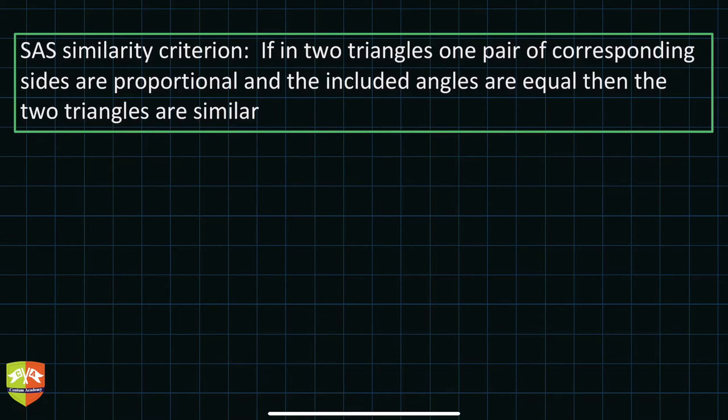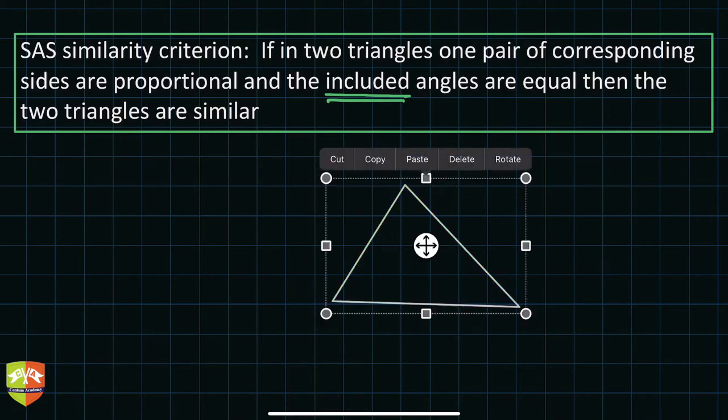It says, if in two triangles, one pair of corresponding sides are proportional, and the included angle, so let me highlight this word, included angle, angles are equal, then the two triangles are similar. Okay, so let me first try and make you understand what this theorem is, and then we'll go for the proof.